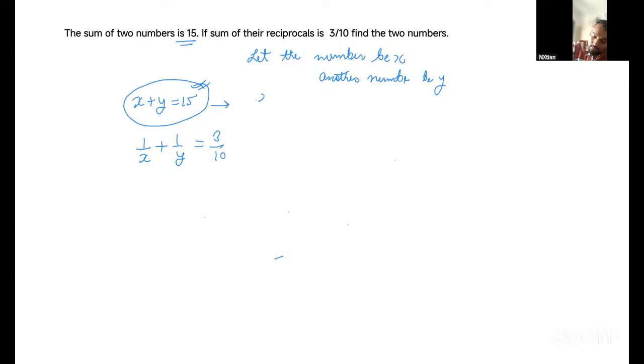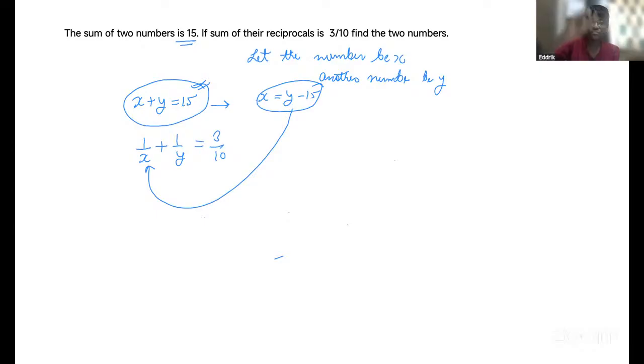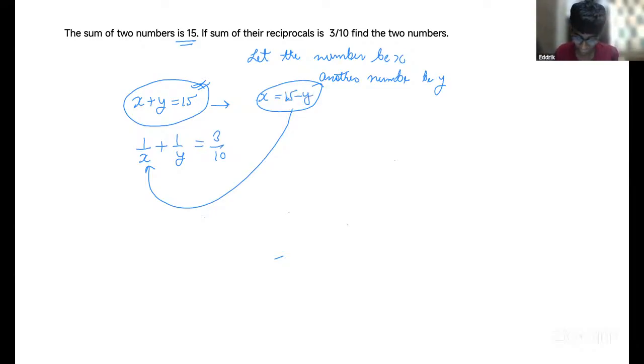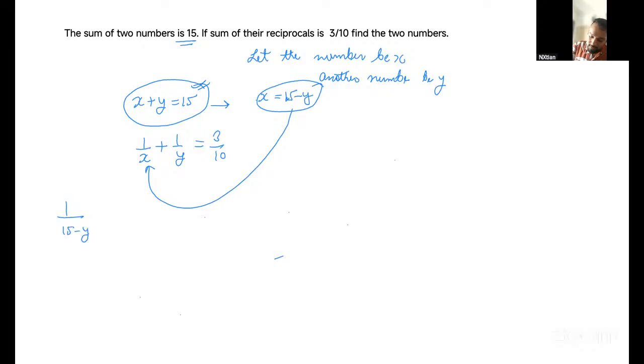So what will I do? I will check this equation, so it becomes y minus 15, and I will put the value into this. Did you understand? No, not y minus 15, it is 15 minus y. Oh, my bad. This happens when I teach you, everyone. Okay, so 15 minus y plus 1 upon y is equal to 3 by 10.